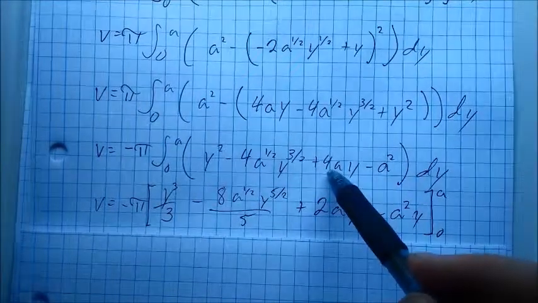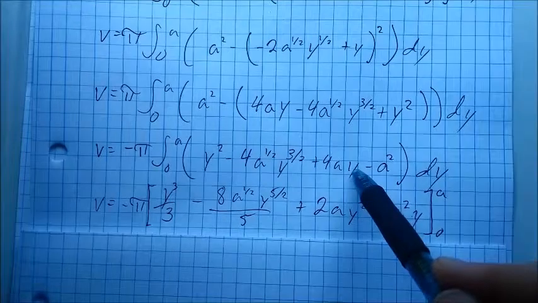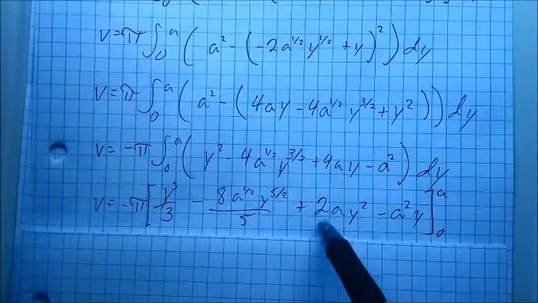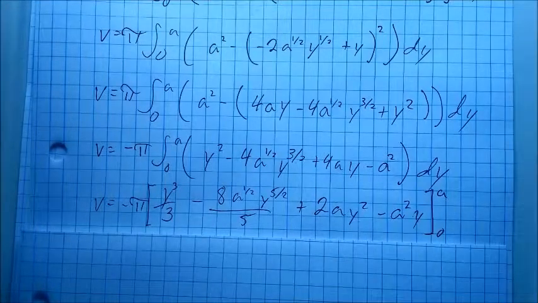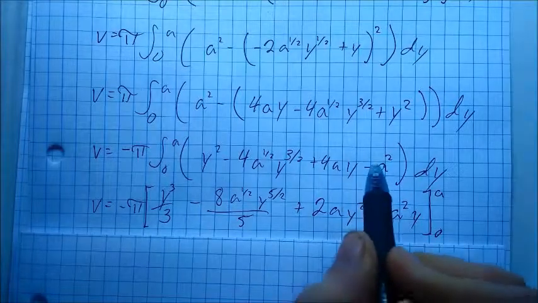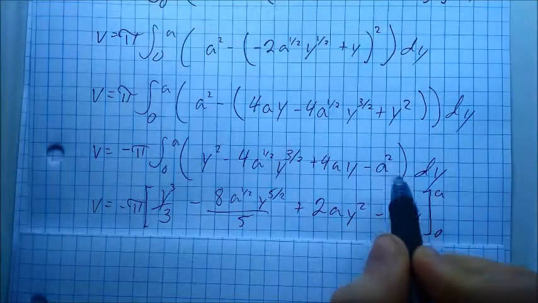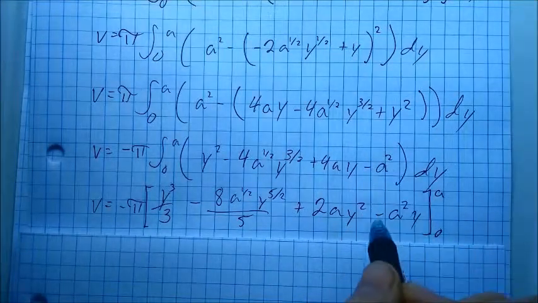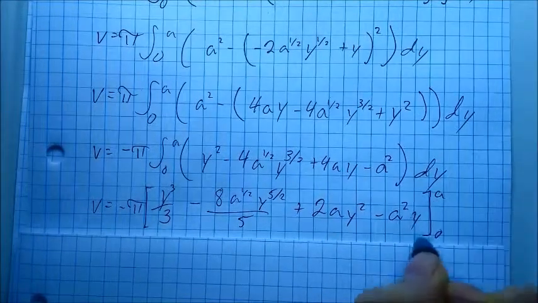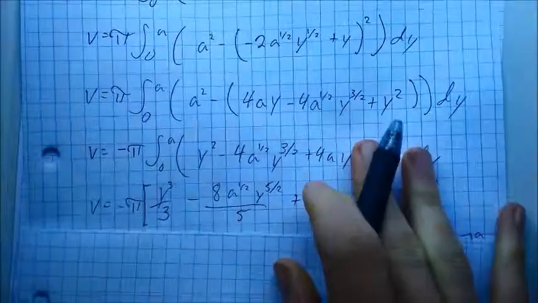And then over here, 4ay, well, y integrated is just y squared over 2. There's a 4 right here, so I just canceled the denominator away. So I have 2ay squared. And then finally we have this negative a squared, but again, this is just a number, it isn't a variable. So this becomes negative a squared y. And then again, we evaluate it at 0 and at a.